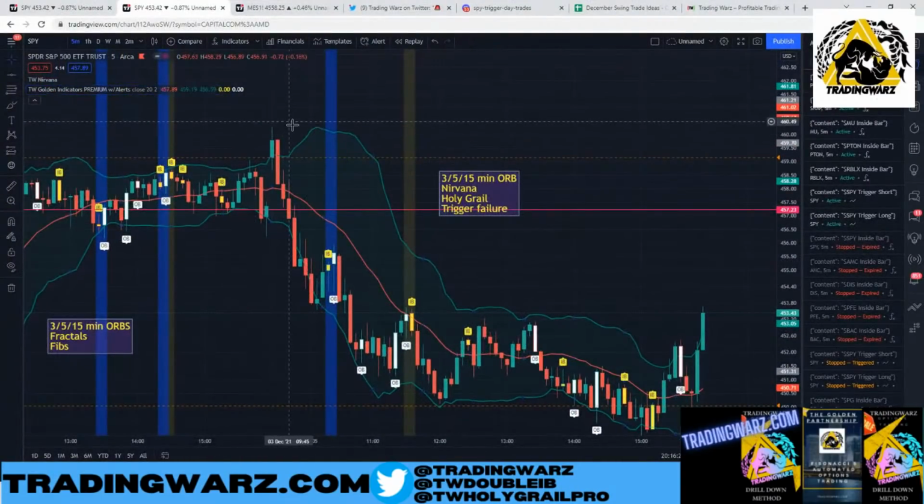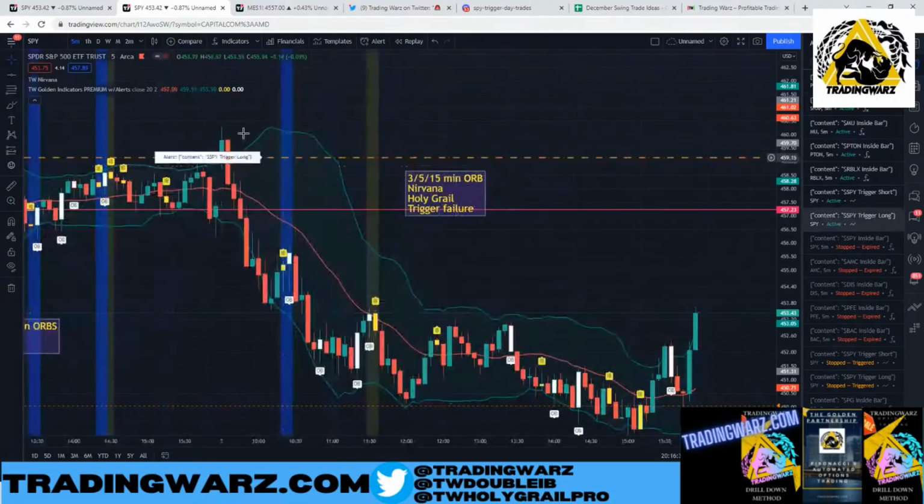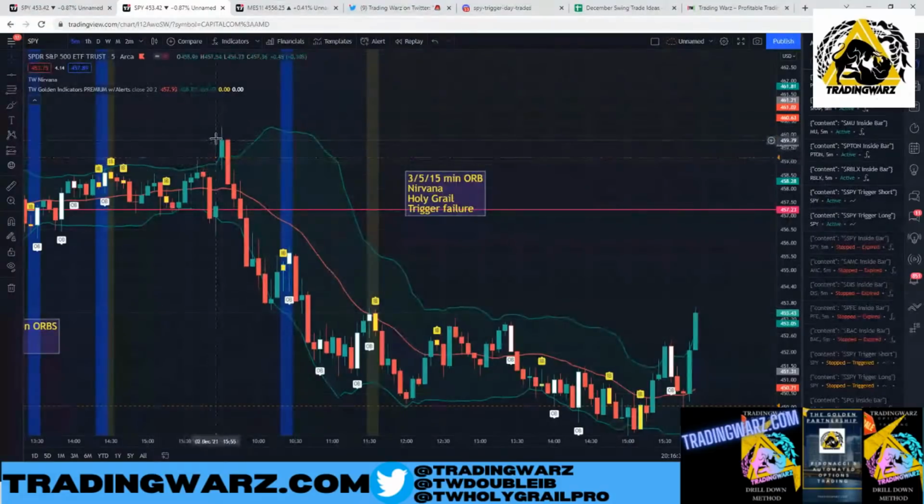So an opening range breakout is basically the break of the first bar within that time frame. Okay. So if we have a 3-minute opening range breakout, it's the break of the first 3-minute bar. In this case, I'm showing you the 5-minute chart. So the opening range breakout is the break of the first 5-minute bar.